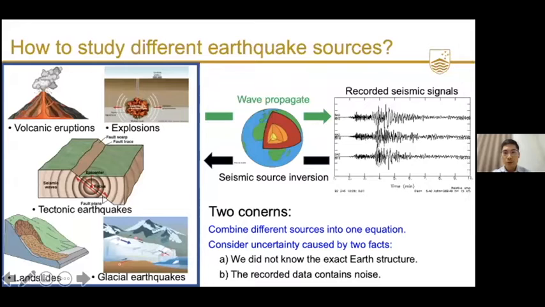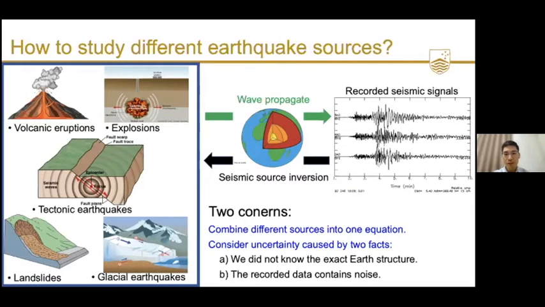Firstly, an earthquake is the shaking of the Earth's surface. There are various earthquake sources, such as the moving of tectonic faults, volcanic eruptions, landslides, underground explosions, glacier movement, and so on. These sources produce seismic waves that propagate through the solid Earth, and they are recorded by our seismometers at a distance. So the recorded signals at different stations are key to inferring the earthquake sources.